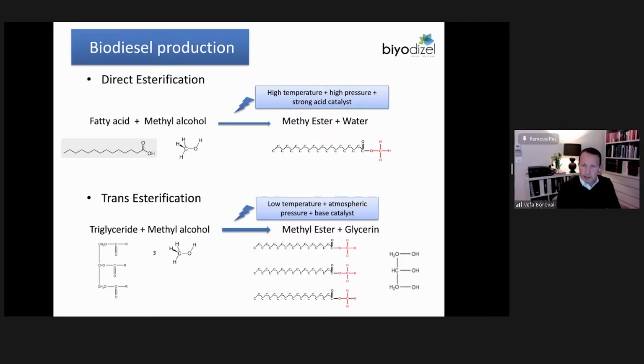We don't need high temperatures. It actually produces its own energy after the reaction starts. So there is an exothermic reaction. It releases some heat, so it carries on with its own energy. It is done at atmospheric pressure, and we need a base catalyst, which is sodium methylate. In this case, that is the most commonly used catalyst.